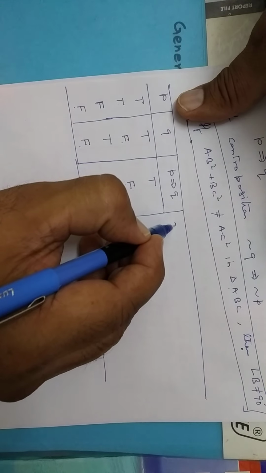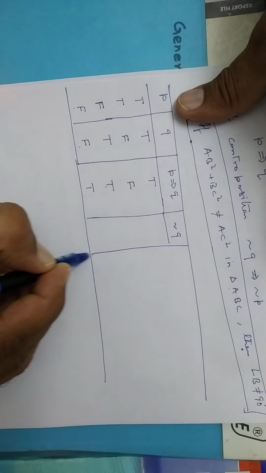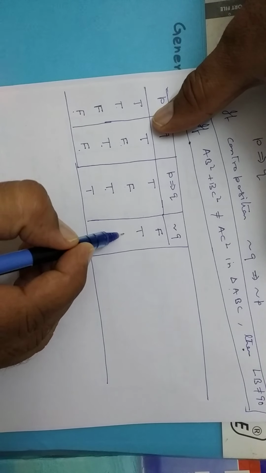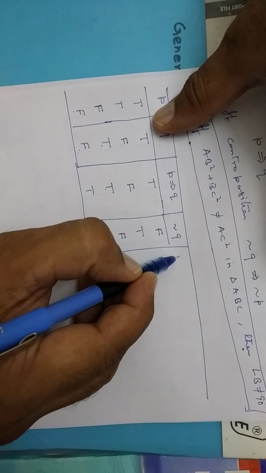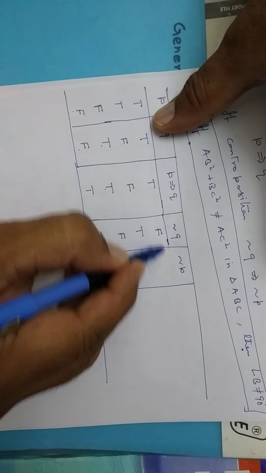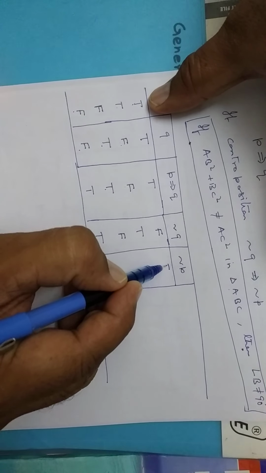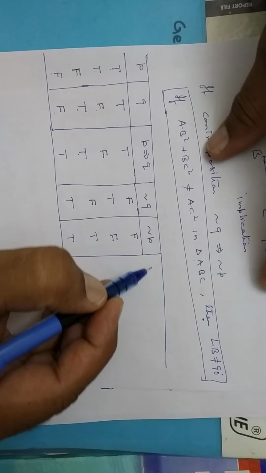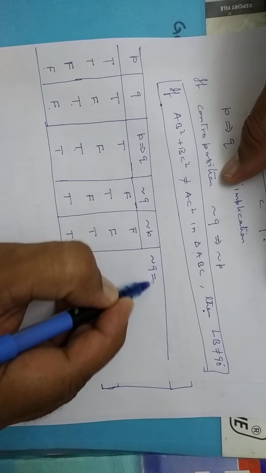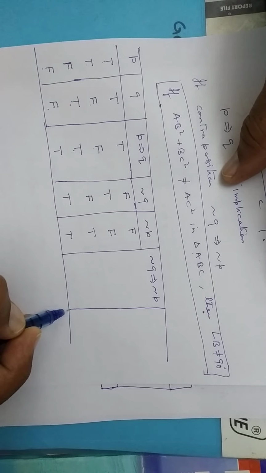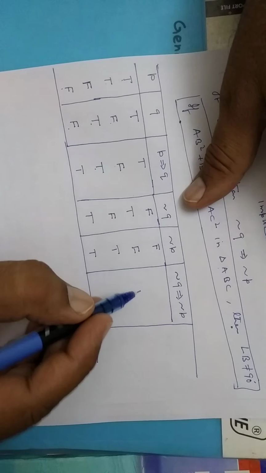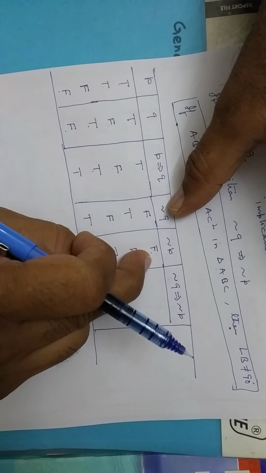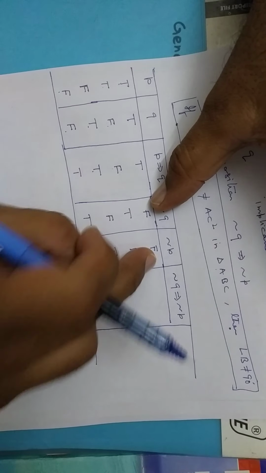Now let's go to negation of Q. The negation of Q, when Q is true, then it is false. When Q is false, it is true. So false is true. Negation of P: when P is true, negation is false, and when P is false, it is true, so this will remain true, and this will also remain true. Negation of Q implies negation of P. If this then this.